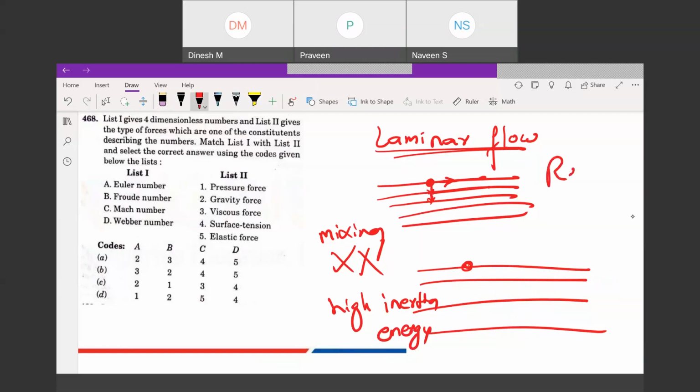You see, Reynolds number is inertia by viscous force. If viscous force is higher, Reynolds number will be lesser, and if Reynolds number is lesser, it is laminar flow. So if it is viscous, it is laminar, and it will glide over each other, so mixing will not happen. For turbulent flow, inertia is higher than viscous. Inertia is very high, so molecules have sufficient velocity, so mixing will happen. This is the thing they can ask here.